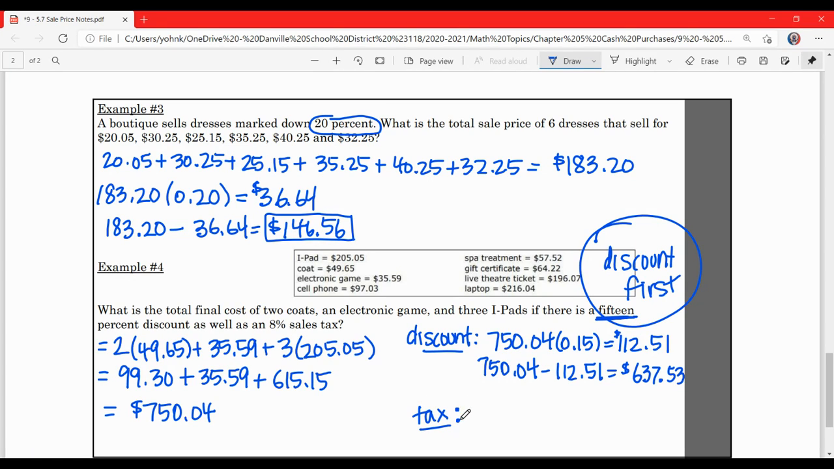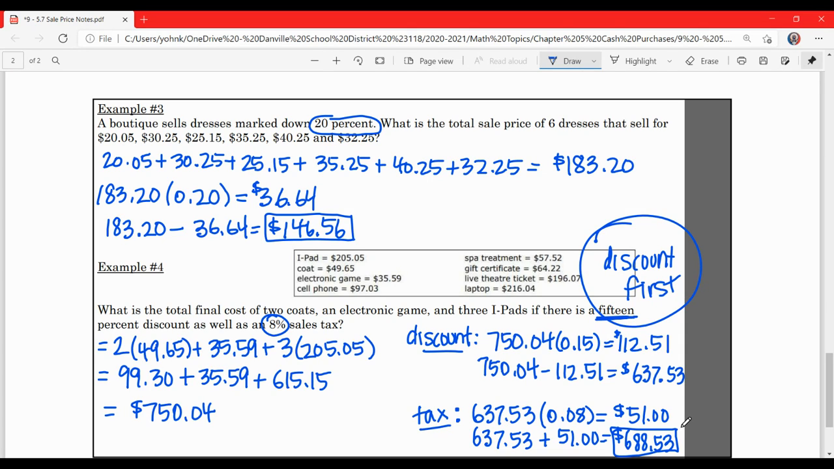And if you remember from previous chapters or previous sections, I take the price, $637.53, and I multiply by the tax percentage, which in this case is 8%, so 0.08. That's going to give me $51 in tax. So then take my $637.53 and add the tax on. That's going to give me a total selling price of $688.53. So if you're doing a problem that has sales tax and discount, make sure that you do the discount first and then do the sales tax.